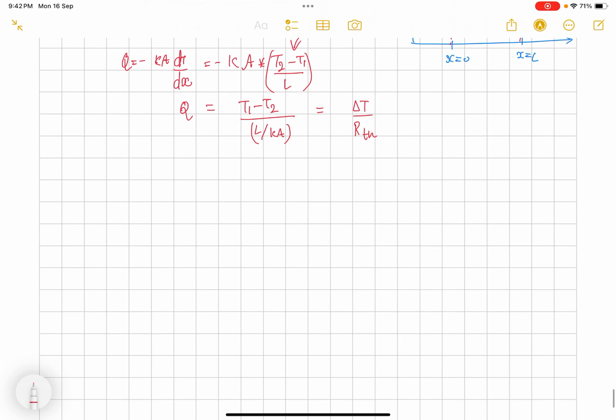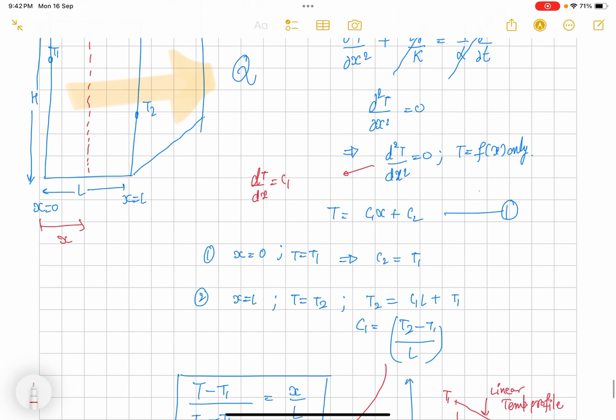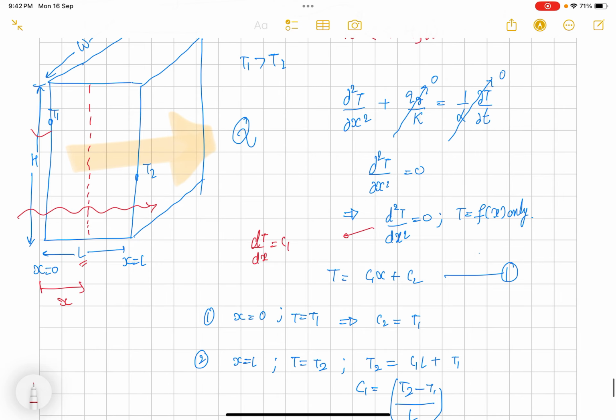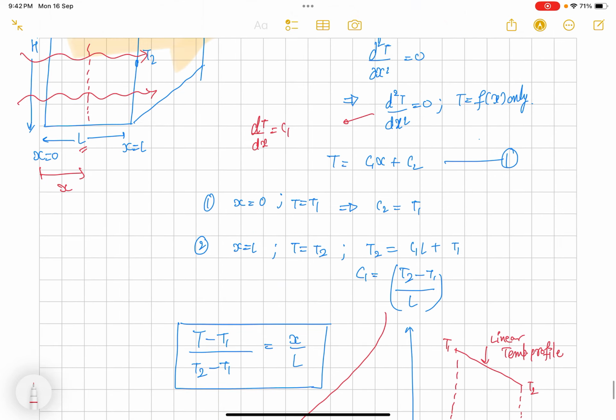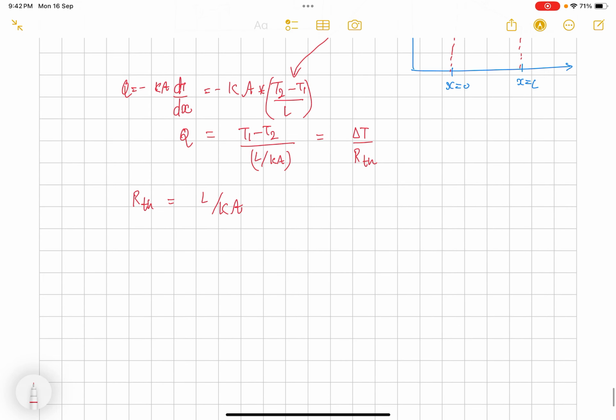So always remember that the thermal resistance of a plane wall will be L by KA. L is the thickness through which heat is flowing, like this in this plane wall, right? So this is for the plane wall.